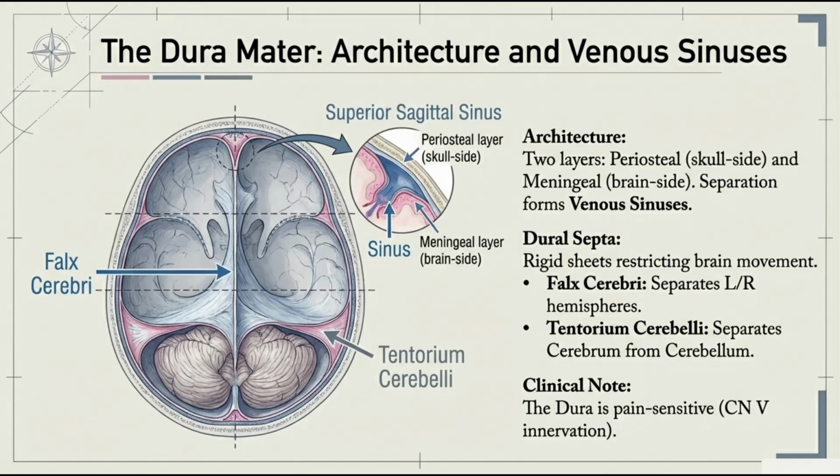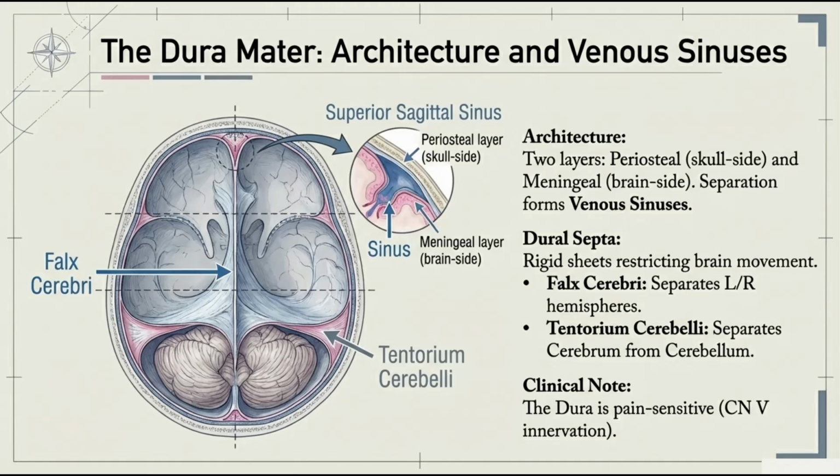Exactly. But these rigid sheets are double-edged swords. They provide support. But if the brain swells, it has nowhere to go. It gets pushed up against these sharp, unyielding dural edges. And that's herniation. Yes. Uncal herniation is when the uncus of the temporal lobe gets pushed down under the edge of the tentorium. It crushes the midbrain. It is rapidly fatal. The dura provides support, but in the context of pathology, it becomes a trap.